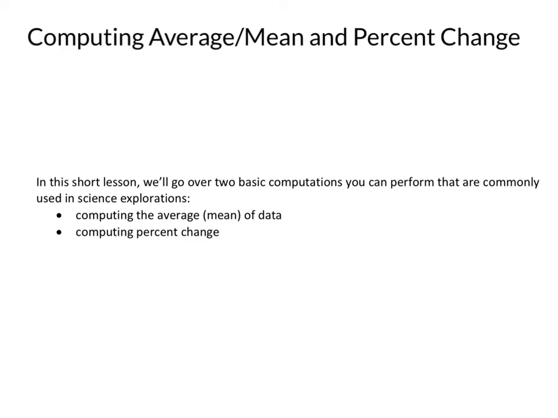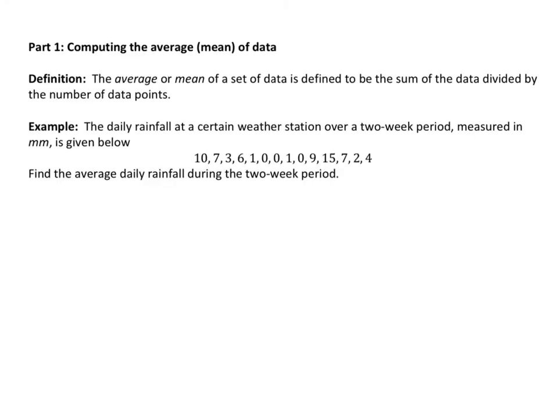And now let's begin. The first thing I'm going to cover in this lesson is how to compute the average, which is often called the mean, of a group of data. First is a definition. I expect that a lot of you already know this, but just to be clear, the average, or the mean, of a set of data is defined to be the sum of all of the data divided by the number of data points that you have.